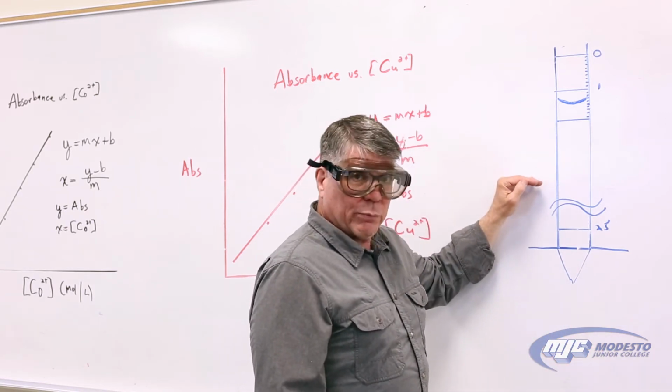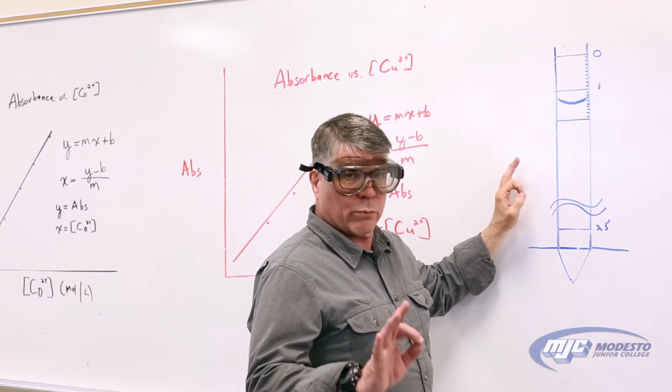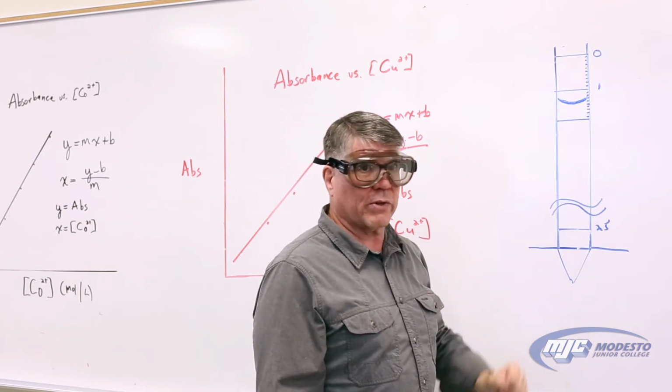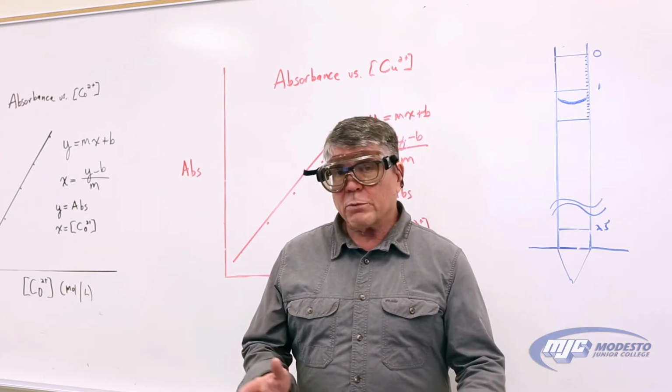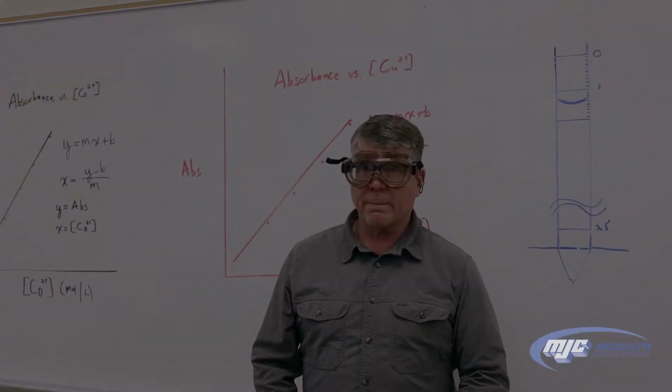Then we're going to add how much we need, roughly, read our final volume, and record that. That's what goes in the data table. Then in your calculations, you do the subtractions and find how much was actually added. That's how we're going to do our dilutions. And that's pretty much what we're going to do. Why don't we go on over there and start the experiment?